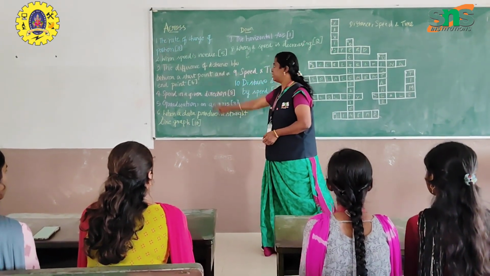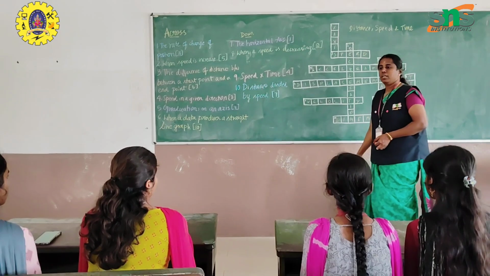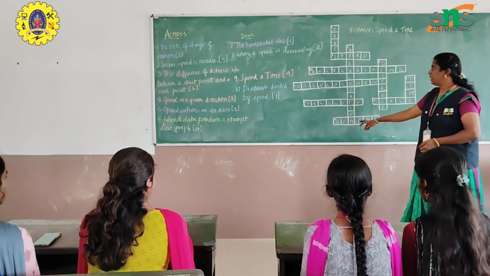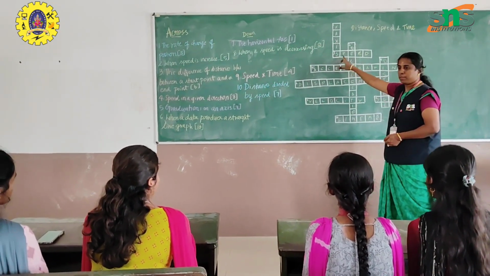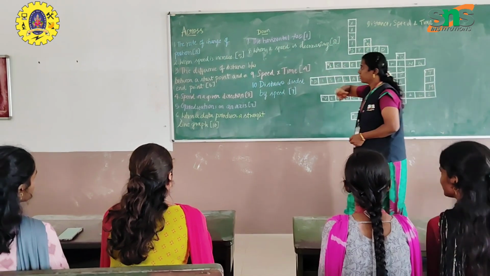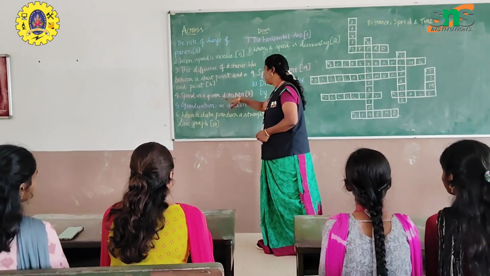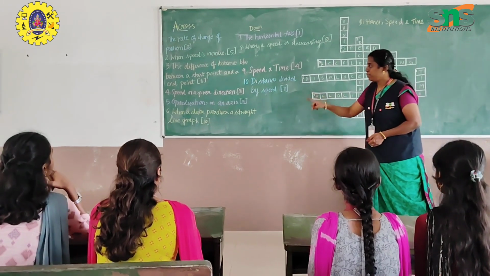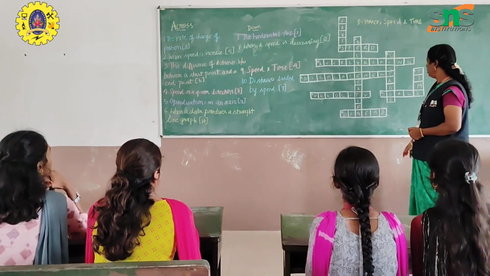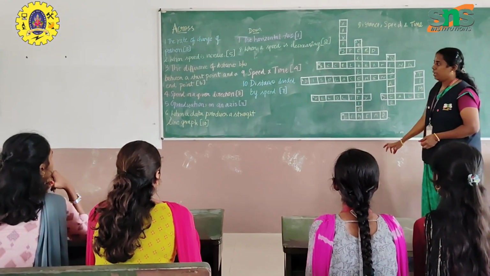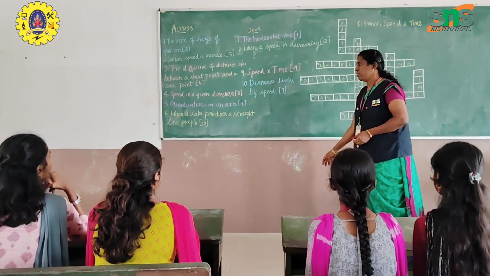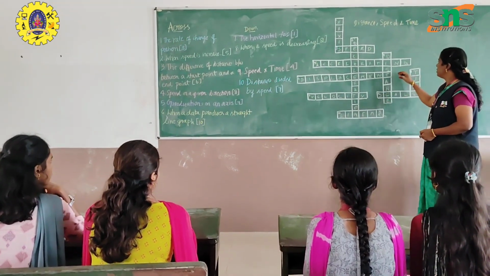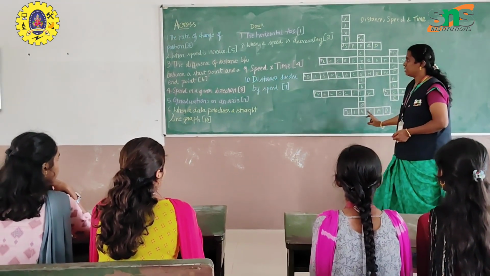And third one is what? The difference of speed between the start point and end point is what? Velocity, which is indicated by this. Speed. Next one, speed in a given direction is what? Velocity. And this graduation on an axis is what? Scale. And when the data produces a straight line graph is what? Linear, which is indicated by this pen line.